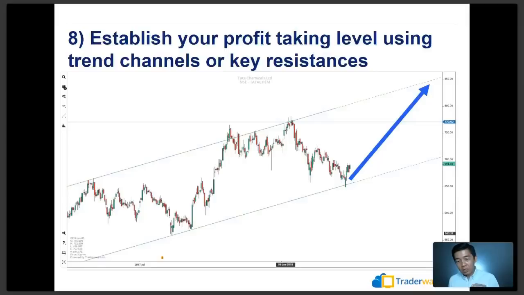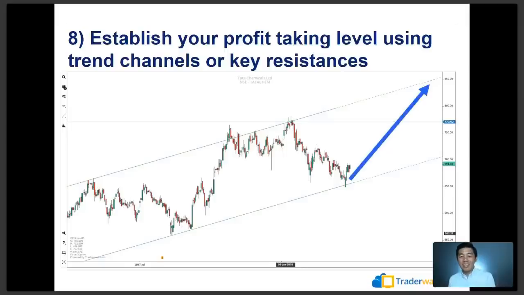So let's say I decide that I want to wait for the price to go all the way to the upper channel boundary at 850 before I take a profit. The good thing is, if it works out for you, you will have a fantastic reward to risk ratio versus your entry and your stop loss level. But the downside, obviously, is the chances of it happening will be lesser, compared to it going all the way to 770 versus going to 880.